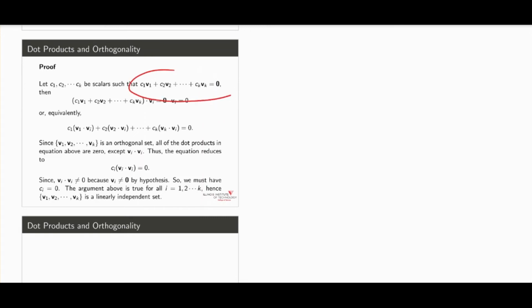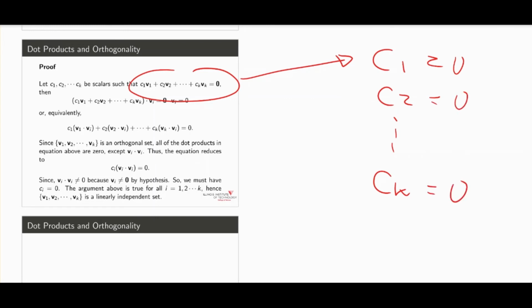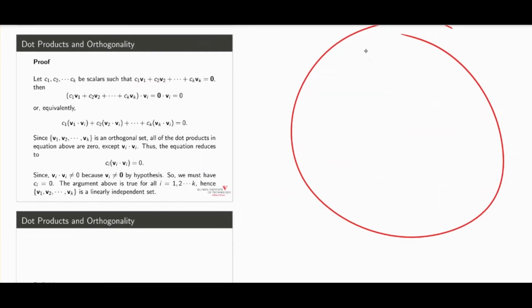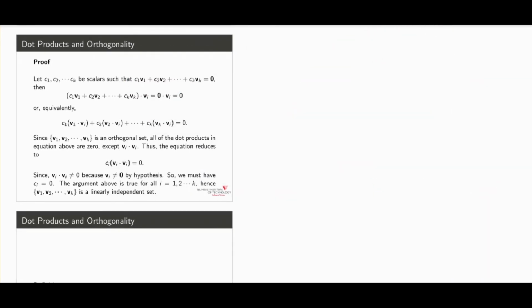Well, we set up this equation as always. We set up this equation and we try to figure out c1, c2, all the way to ck. They all have to be 0. If they all have to be 0, and this is the only answer, then they are linearly independent, okay? So I'm going to show you that they indeed have to be all 0. How do we do that? Well, take this equation. Now take the dot product with Vi, where i is any number from 1 to k.